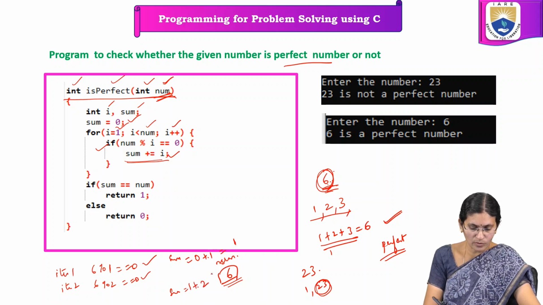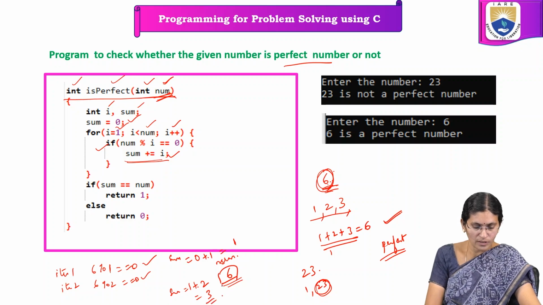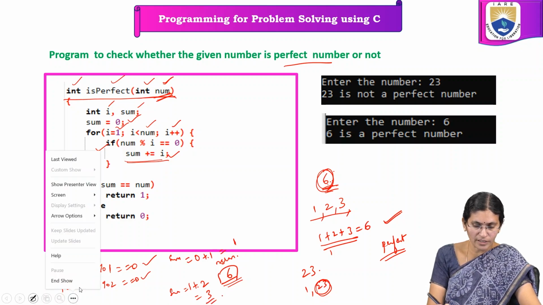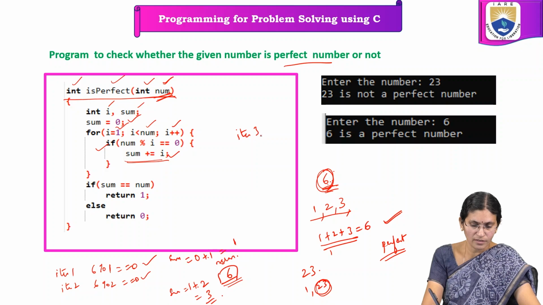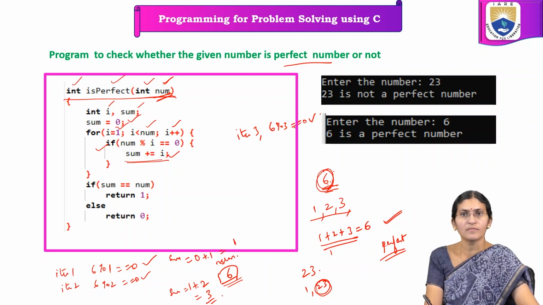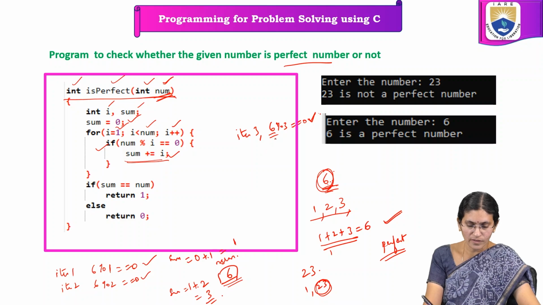So i is equal to 2, so this is equal to 3 now. Next, in the third iteration, iteration 3, 6 mod 3 is equal to 0. This condition is true because when we divide 6 by 3, you will get a remainder of 0. So this condition is true.